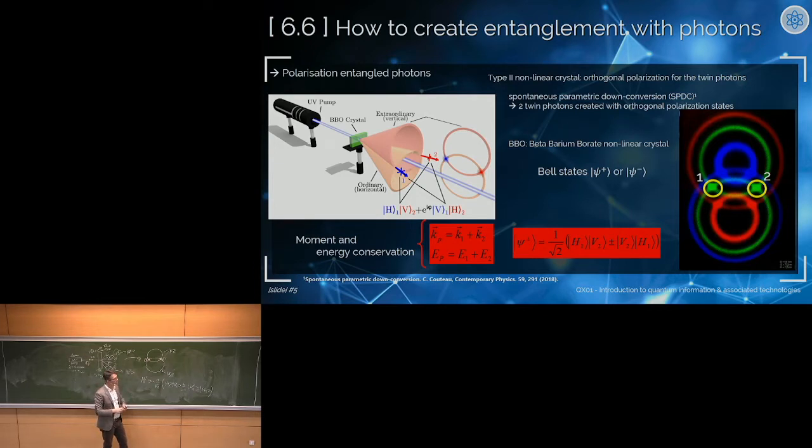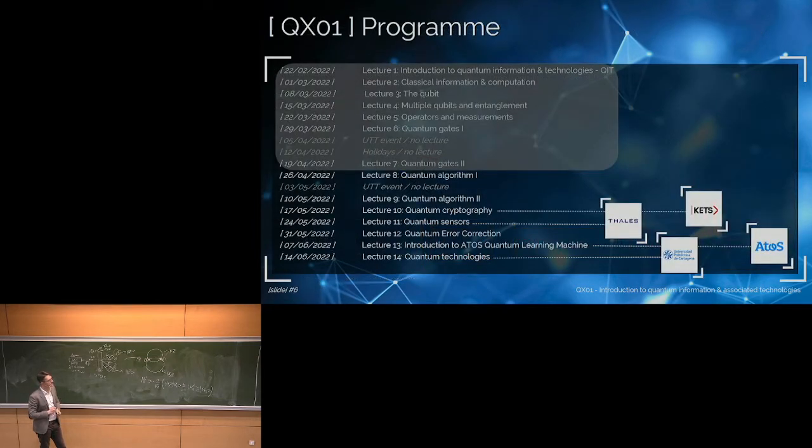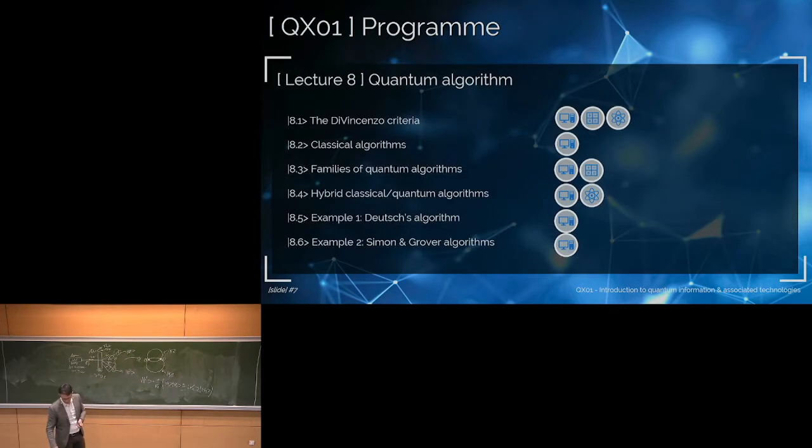Okay, so enough physics for now. Let's go back to the following. So now let's talk about quantum algorithms. In this part, there will be 6 subparts. So first of all, before starting quantum algorithms, I want to talk about some famous criteria called the DiVincenzo Criteria.